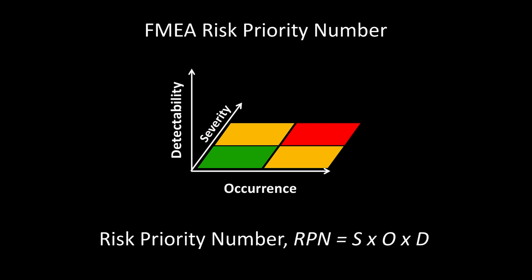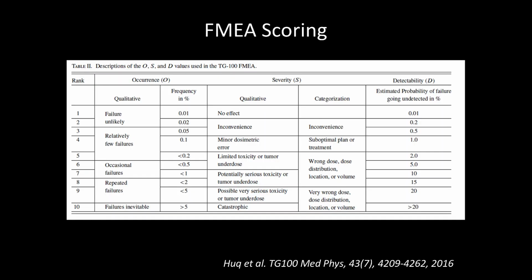So you combine them together, and the methodology here is that you just multiply them, and you get a risk priority number, RPN. And that's just the severity score times the occurrence times the detectability. What do these scores look like? Here are the tables from TG100.